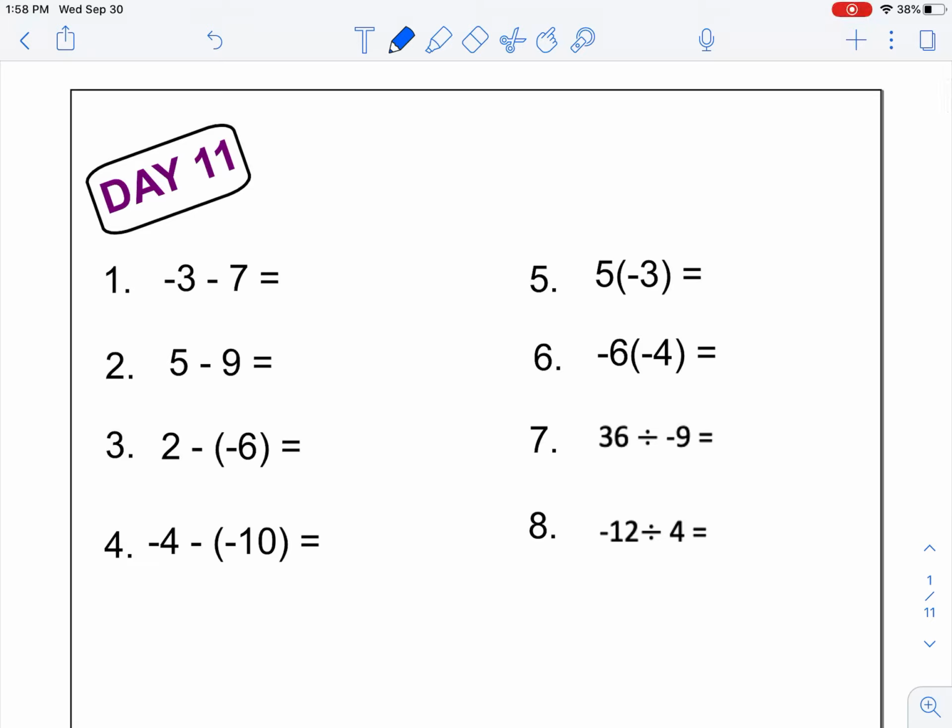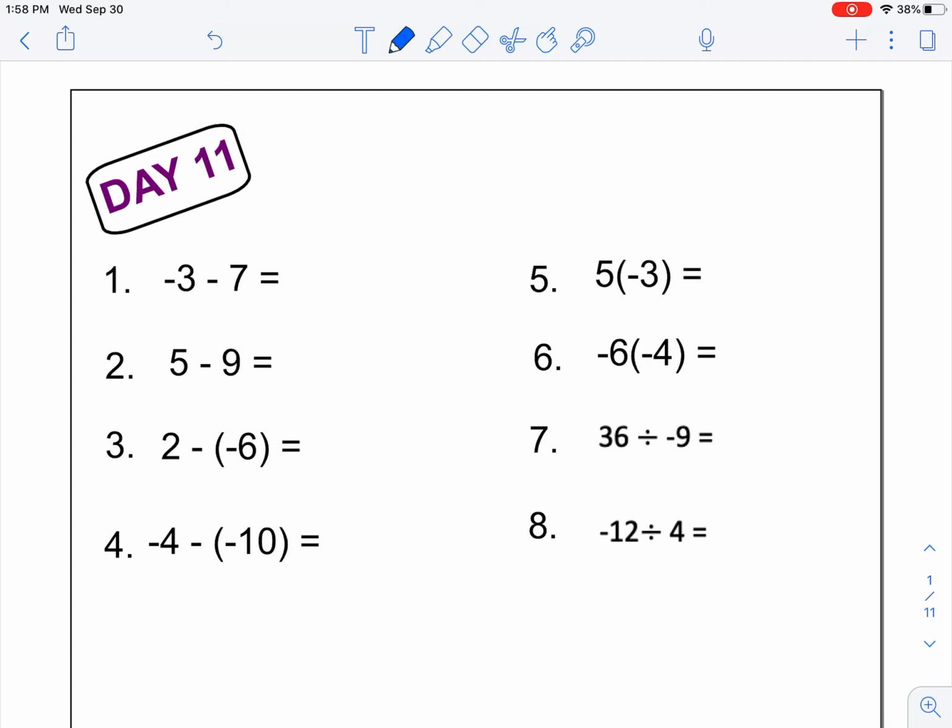Basic Skills Day 11 is review. What I'd like you to do is pause the video right now and try all of these problems. Then, once you've done the problems, restart the video and check your answers.